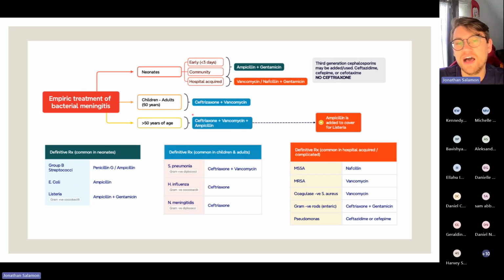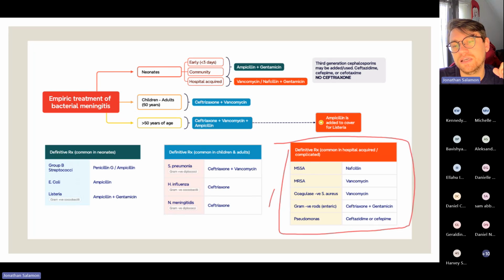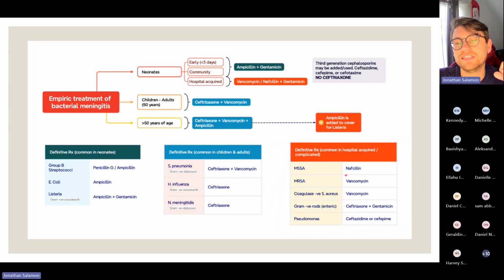Really obvious: 50 years old, you add ampicillin. It is really important that you know that you add ampicillin to cover for Listeria. They really like to ask about it. Past that, the rest of this should make sense. If it's susceptible to methicillin, you give a methicillin. If it's not susceptible to methicillin, you give vancomycin.